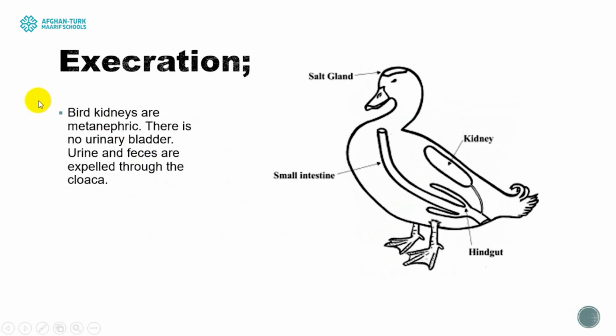Excretion in birds or Aves happens with kidneys. They have metanephric kidneys, and there is no urinary bladder, so feces and urine are both excreted from one hole, which is the cloaca. And they also have salt glands, which are also used as excretory organs.